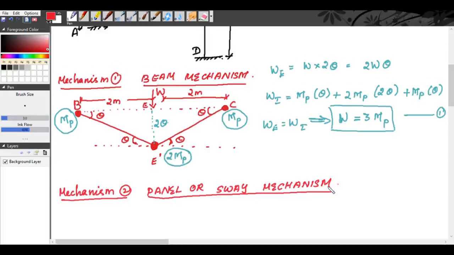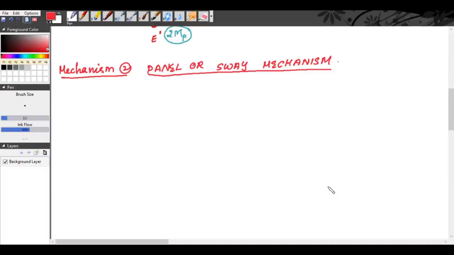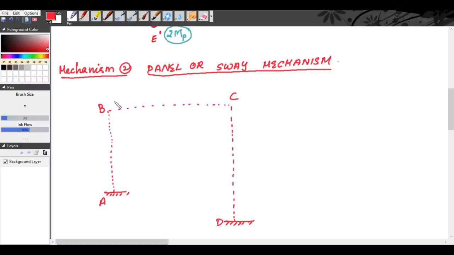Okay. So panel or sway mechanisms, that is corresponding to the frame. You have to consider the whole frame. So first of all, we will draw our given frame. Our given frame is A. This point is B. This point is C. And this support is D. Both A and D are fixed supports. We have B and C.